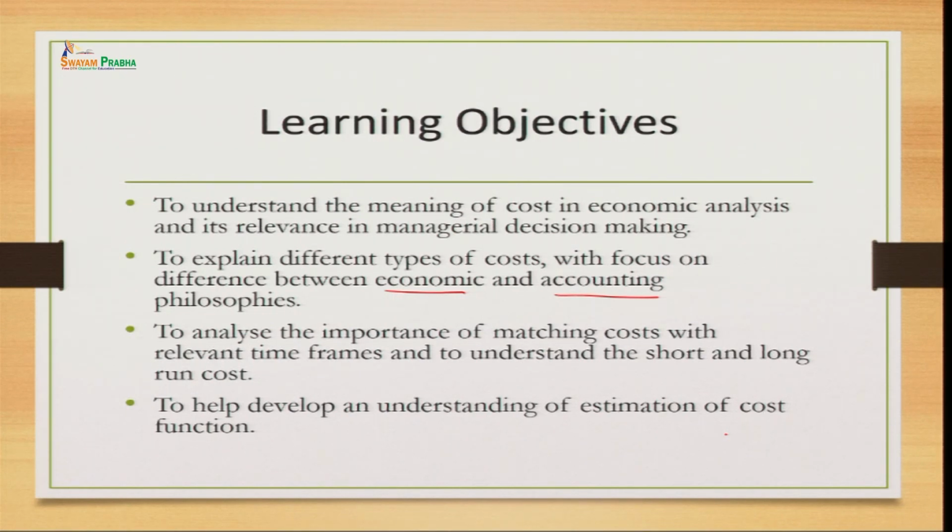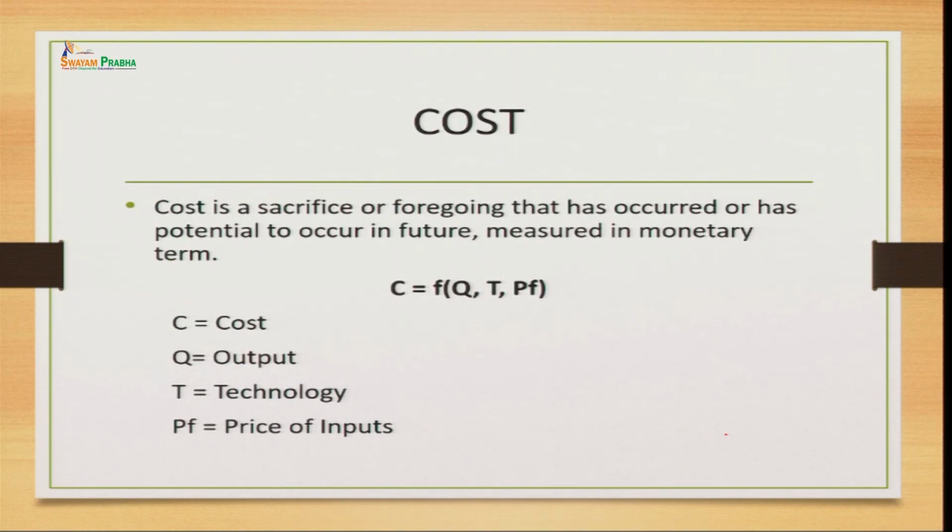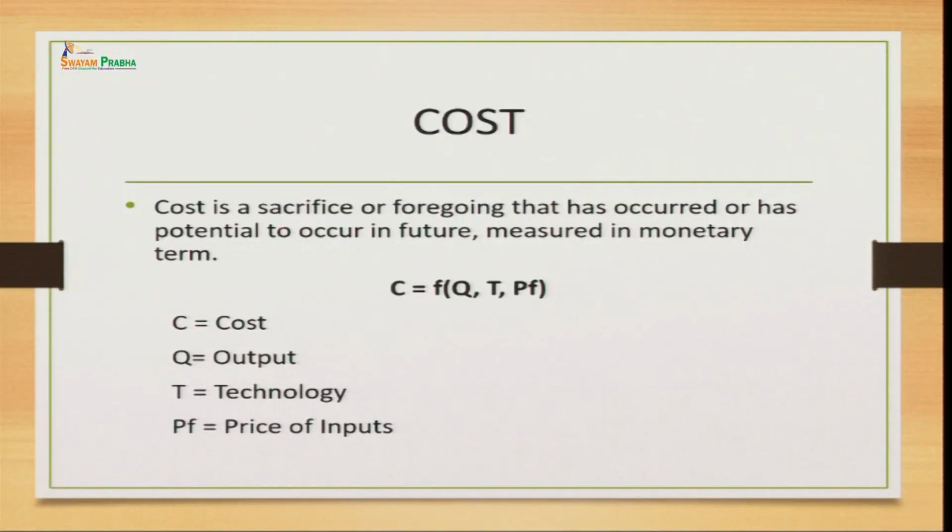Let us look at what cost is. This is a term which everybody must have heard, because everything involves cost. So how are we going to define cost? We can say that cost is basically a sacrifice. Cost is a sacrifice which you make for buying something or for producing something. So here we can define that cost is a sacrifice or foregoing that has occurred or is going to occur. It has occurred if you have done that production, and it is going to occur for whatever you are going to produce in the future.